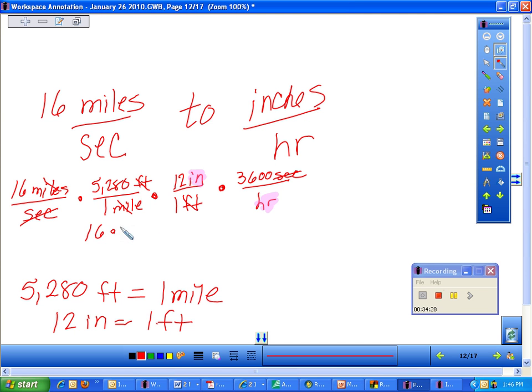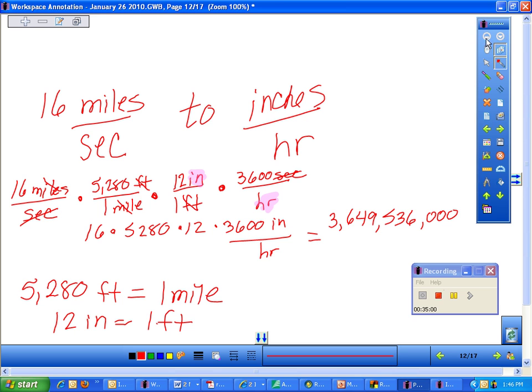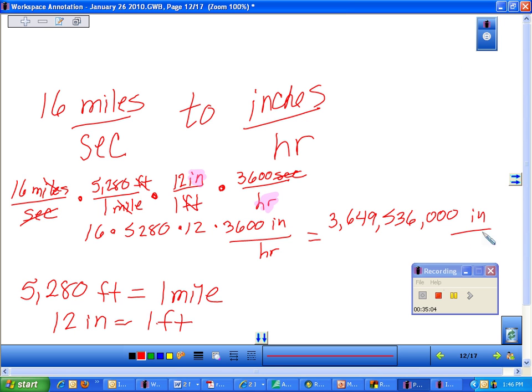So I'm going to do 16 times 5,280 times 12 times 3,600, and then 1 times 1 times 1 times 1 on the bottom. So there's nothing in the bottom except for the hours. All I need to do is multiply straight across, and you get a heck of a number if you do that. Should be 3, I better double check. 6, somebody double check me. 6, 4, 9, 5, 3, 6, 0, 0, 0. Yep. And inches per 1 hour.